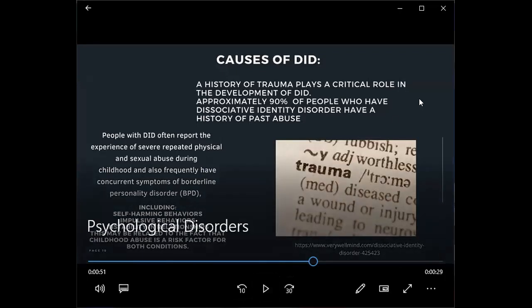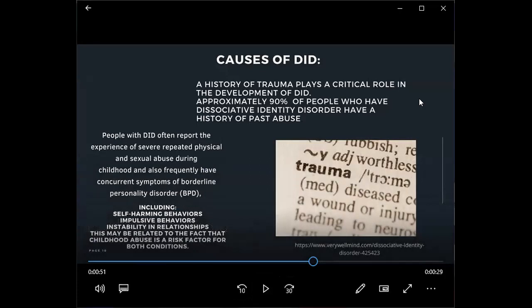All right, so causes of DID. So trauma is a big one. 90% of people who have dissociative identity disorder have a history of past abuse. So it's also connected to PTSD. So having DID, there has to be some sort of abuse that has gone with it to trigger different personalities coming out at a given time as a way of coping.